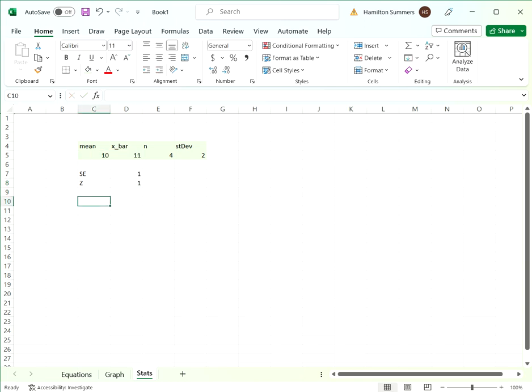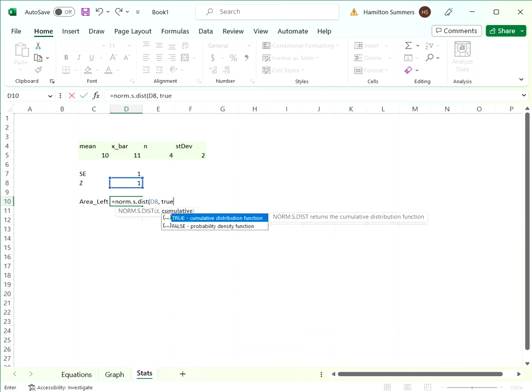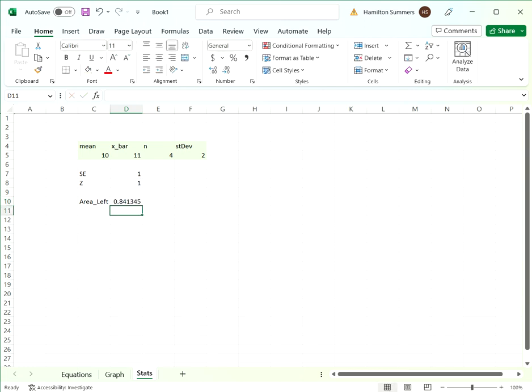Okay, now I can get the area, so I'm going to call this area left, because these equations all give you the left-hand area. This could be equals NORM.S.DIST, and I'm going to give it the z-score, comma, TRUE. That's just how normal distribution works. And there's my area to the left of that value right there.